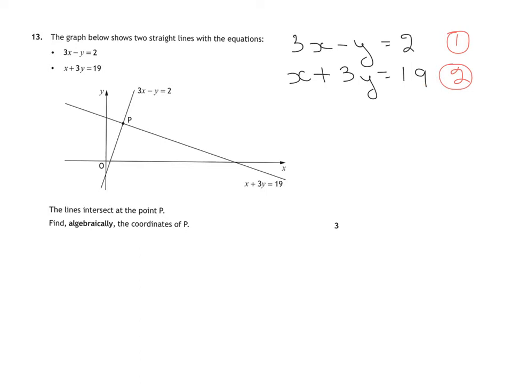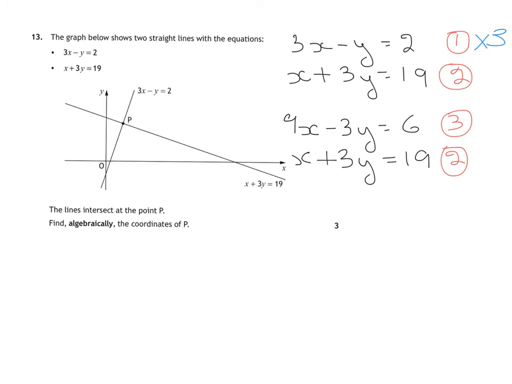We need to pick which letter we want rid of and match the coefficients. I'm going to go for y. I've got a plus and I've got a minus. I like that. It means I can just add them together. So I've got a y there and a 3y there. I need to match them. So this whole equation, equation 1, I need to multiply by 3 in order to get matching y's.